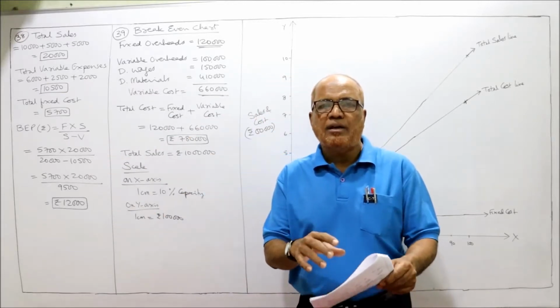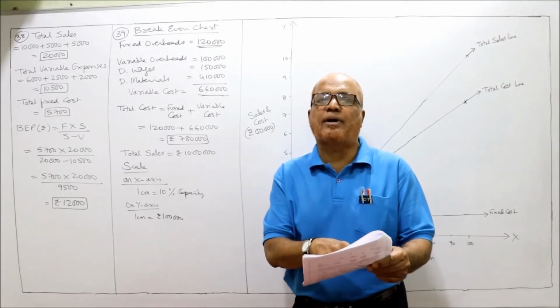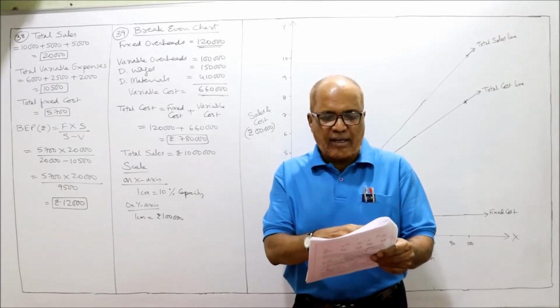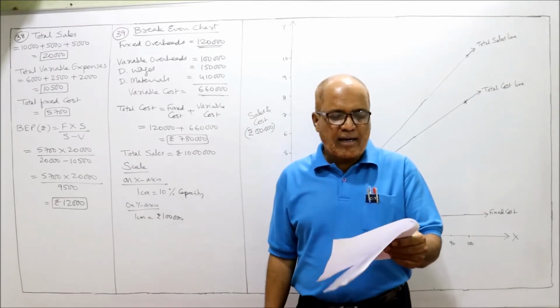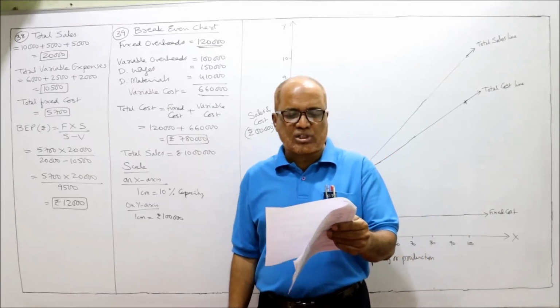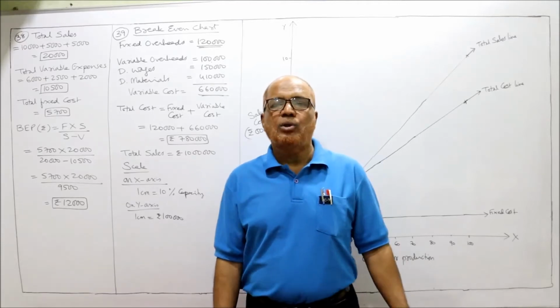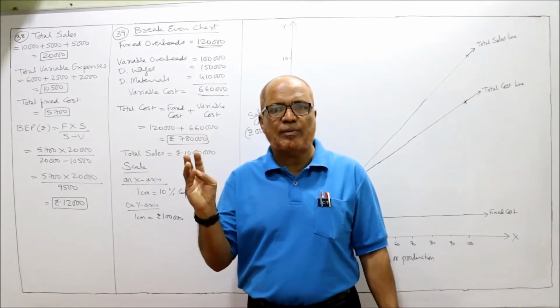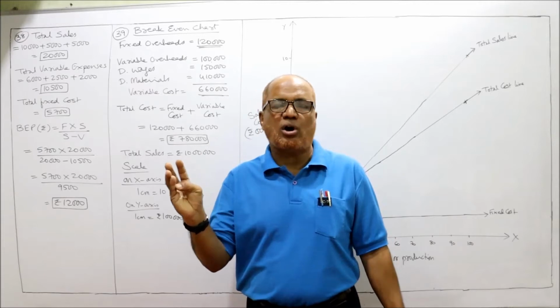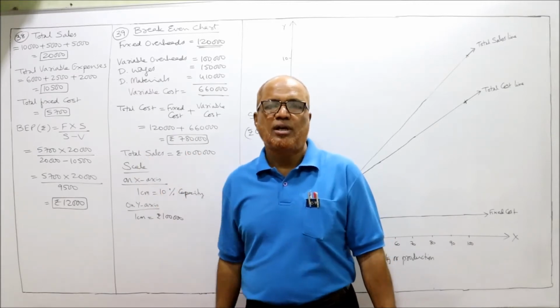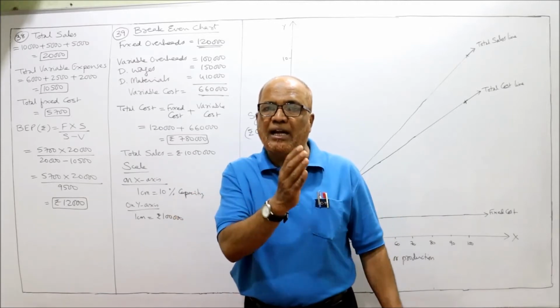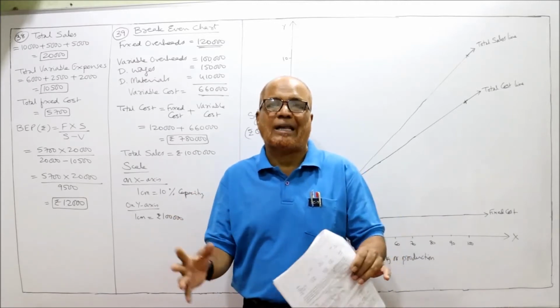Here in this problem, the company makes 3 products X, Y, Z. For each of the products, we are given the sales value and variable expenses. And lastly, total fixed cost is 5,700. So we are given the sales of each of the products, variable cost of each of the products, and total fixed cost. The fixed cost will not be there for individual products. It is given in total, right?